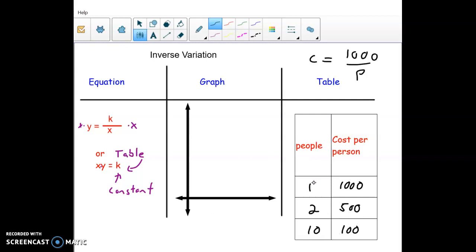Okay, so again, if you didn't have the equation and you weren't sure whether this table is a direct or inverse variation, the way you'll be able to tell is if you multiply all these together, it's always $1,000. So that's why we say here x times y is equal to a constant. In our case, x times y is equal to 1,000. But it's also correct to divide both sides by x, and you could say the cost per person is 1,000 divided by the number of people.